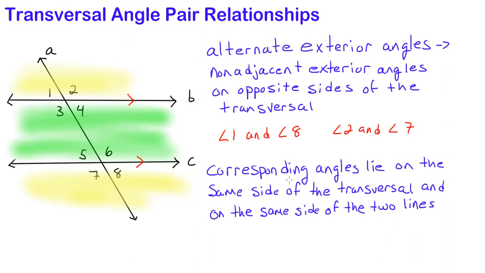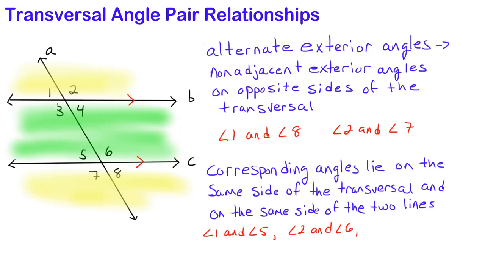Corresponding angles lie on the same side of the transversal and on the same side of the two lines. So for example, angle 1 is to the left of transversal A and on top of line B, and so is angle 5. Angle 5 is to the left of A and on top of line C. So angle 1 and angle 5 are corresponding angles. Let's find the other ones. How about angle 2? Angle 2 is to the right of A and on top of B, and so is angle 6 to the right of A and on top of C. So we have angle 2 and angle 6.